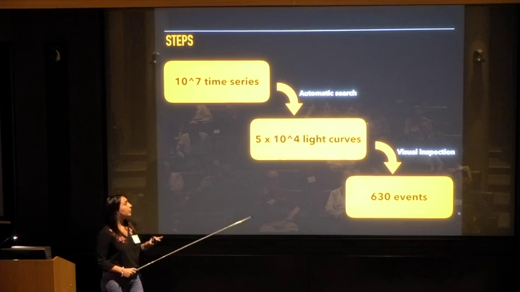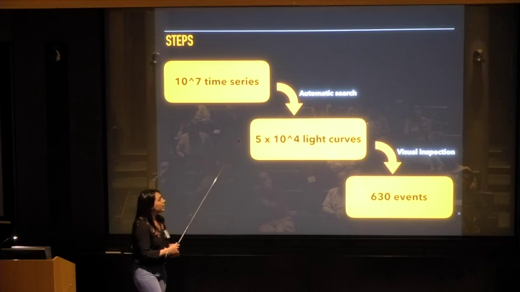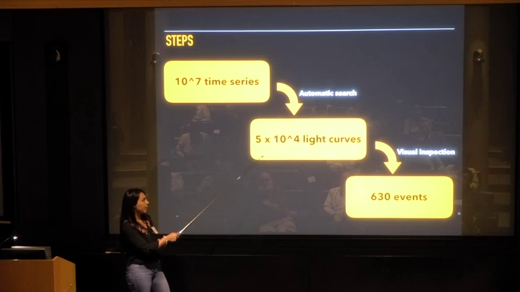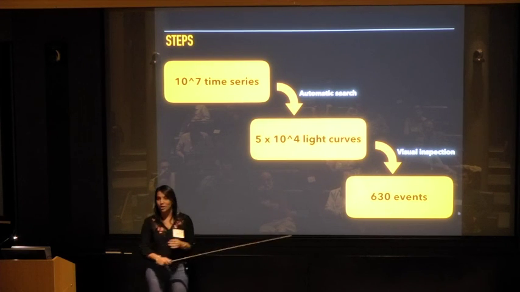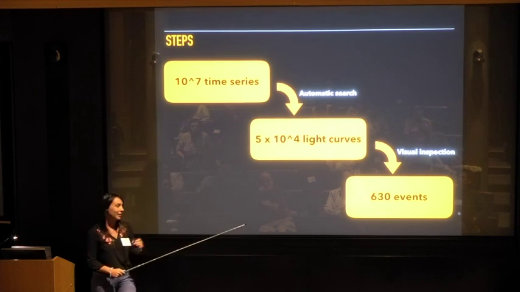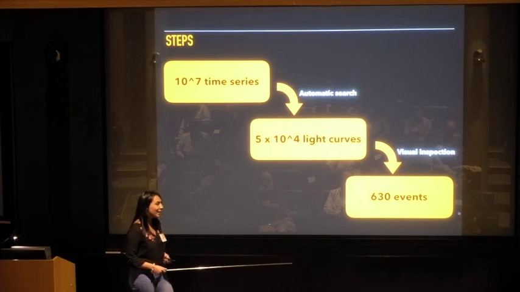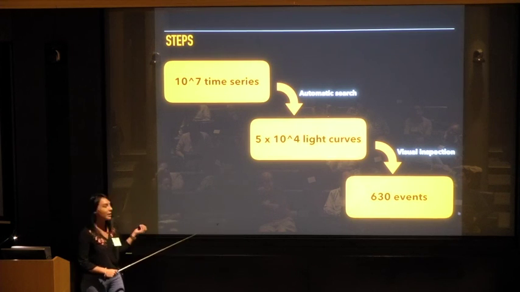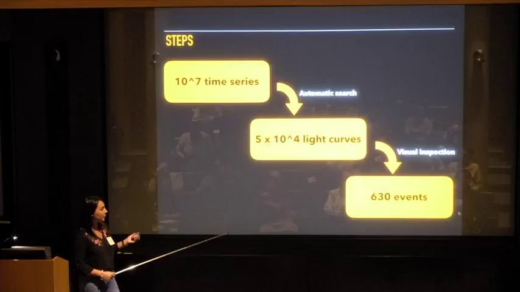In numbers, we started from 10 to the 7 sources. Then with these codes, we obtained 5 times 10 to the 4 light curves. Then I did a visual inspection of all the light curves, and I obtained the final sample. This part is, of course, super time consuming, and I'm sure there is a better way to do it, but this is the only way I could do it 1 or 2 years ago.